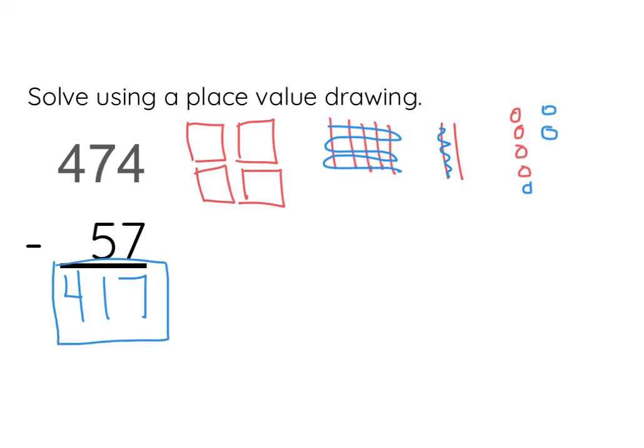Great job. Notice, boys and girls, that really I could have just written the 400 and just solved 74 minus 57 because we didn't touch the 400. And the reason is because we looked at this and the tens and ones were smaller than the tens and ones there. So we didn't need to subtract from the hundreds at all. Keep practicing and we'll see you tomorrow.